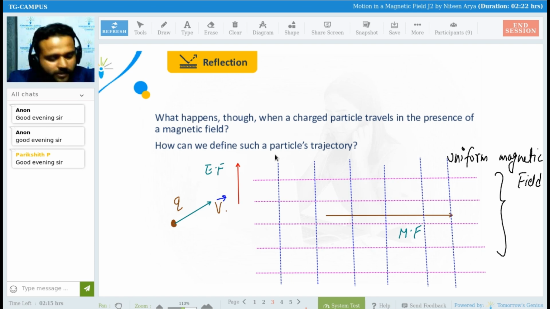Because the two main things we are going to discuss, based on the Lorentz force or magnetic force, which is qvB, are the trajectory of the particle. Tell me. Tell me, beta, anyone, please.